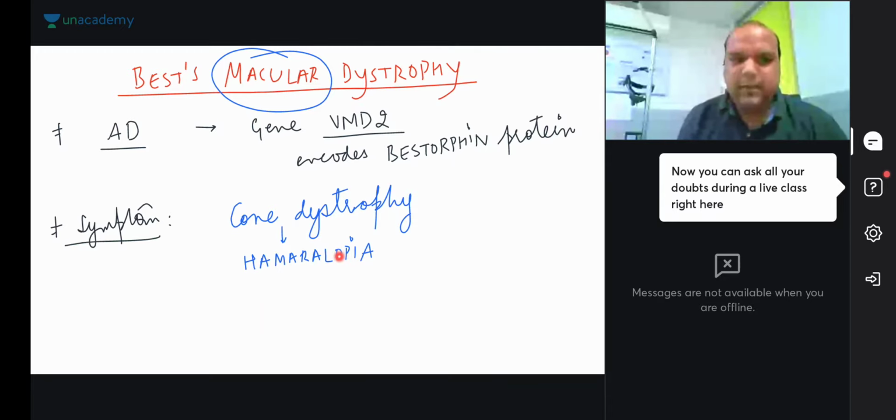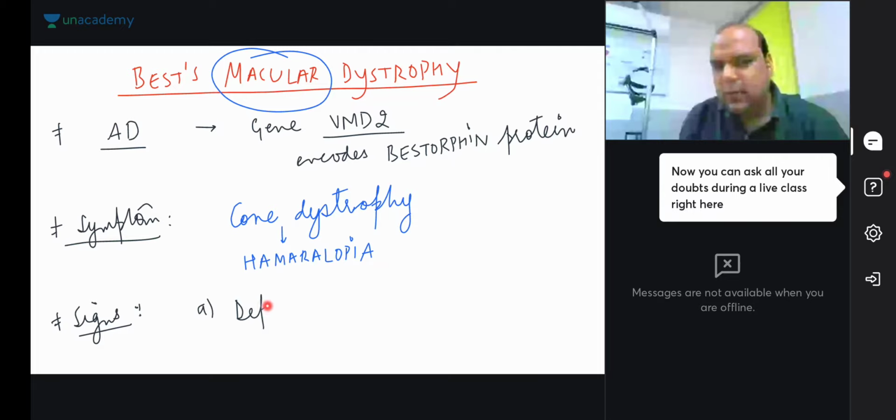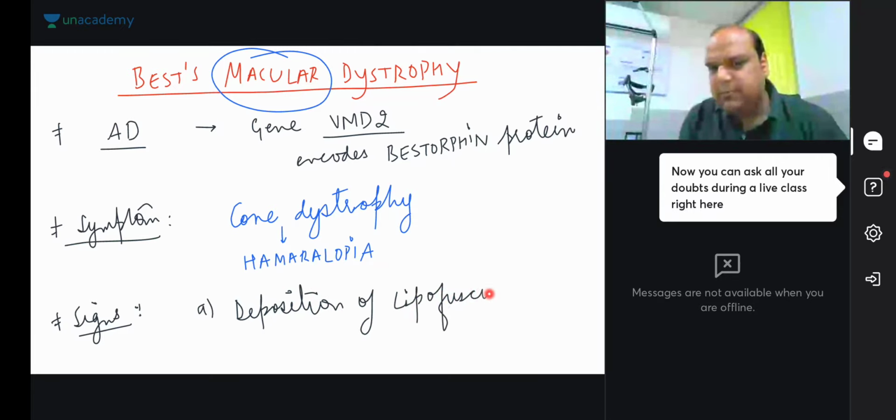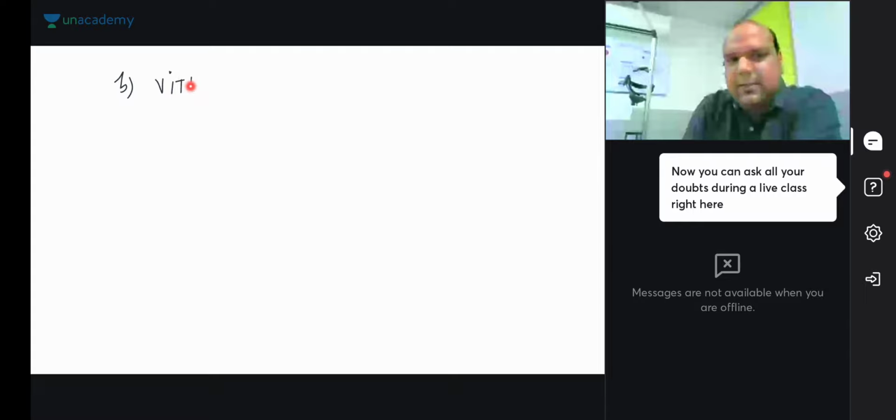No confusion here. Then, what are the signs? So, sir, sign number 1, there is deposition of lipofuscin. Deposition of lipofuscin pigment. Okay, everybody? Done? No confusion here. Simple. Till now, I hope everybody understands. Then, the second important sign, which is the characteristic sign, is known as vitelliform lesions.